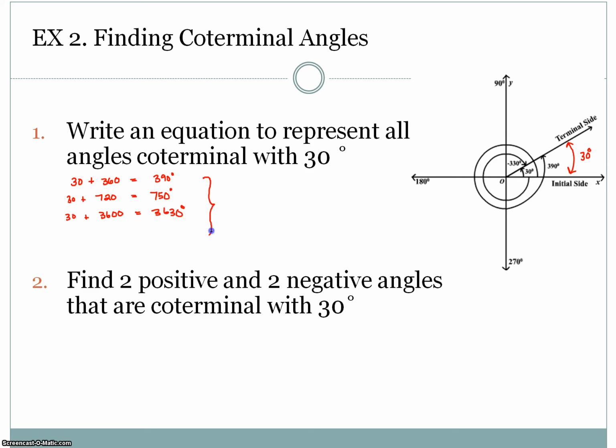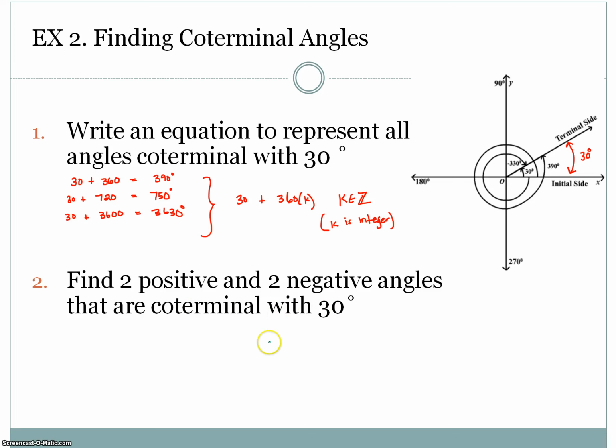So in general, to write an equation which represents all of the angles that are coterminal with 30, it would be 30 plus some multiple of 360 degrees. In this case, it's important to note that k is an integer, meaning that it has to be a whole number since we need whole rotations of 360 degrees. For the second problem, find two positive and two negative angles that are coterminal with 30.